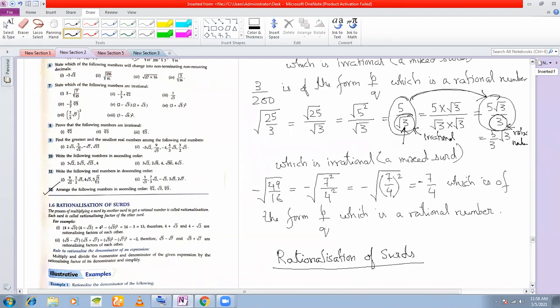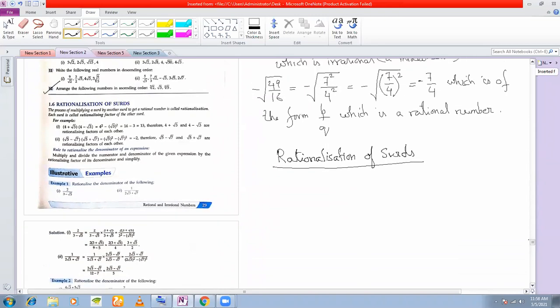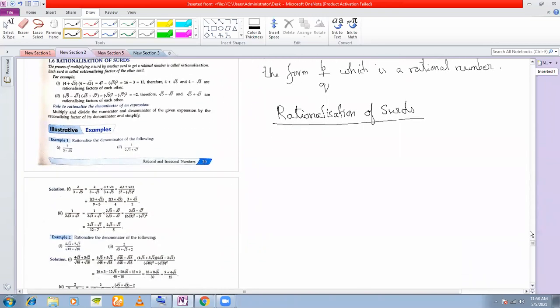This transformation from this to this is called rationalization of denominator. So we will be rationalizing surds in the upcoming problems. Okay, rationalization of surds. Before rationalization of surd, there's a small concept called the rationalizing factor of surd.